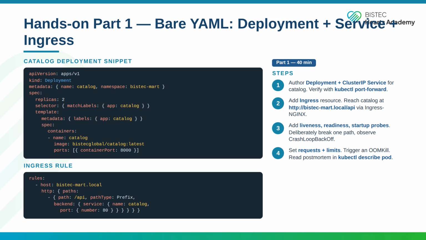Step 2. Add the Ingress resource. Configure your Ingress to route bistec-mart.local/api to the catalog service. After applying, curl http://bistec-mart.local/api from your terminal.